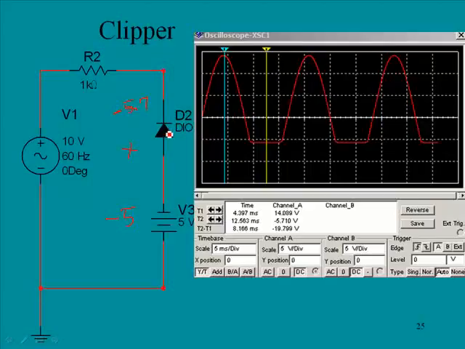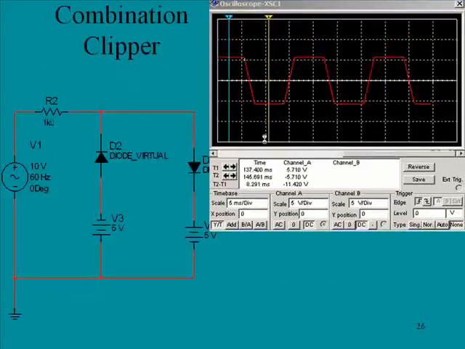Now for the rest of this wave shape, we're just going to see the 0.7 and the minus 5 volts potential across, and the bottom of this wave shape is essentially clipped off, and the original signal would look kind of like that. But we essentially clipped off everything from minus 5.7 and below.